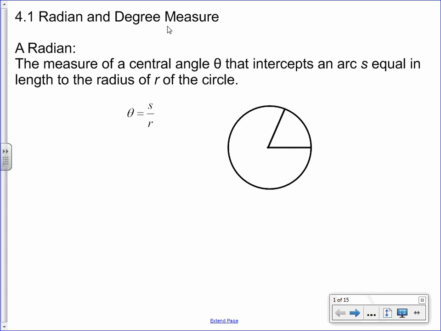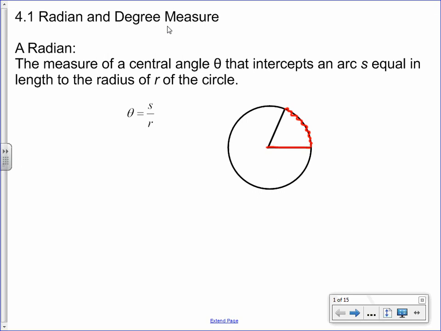Okay. So, first of all, we measure angles in radians and degrees. Degrees you're most familiar with, radians you've seen, okay? 1 radian is considered to be the measure of the central angle that intercepts an arc that is equal to the radius, okay? So when this arc right here is the same length as the radius, that is considered 1 radian.